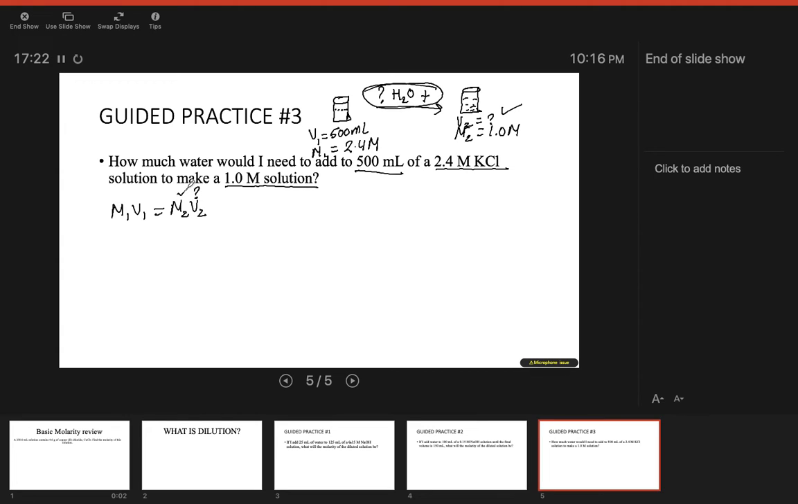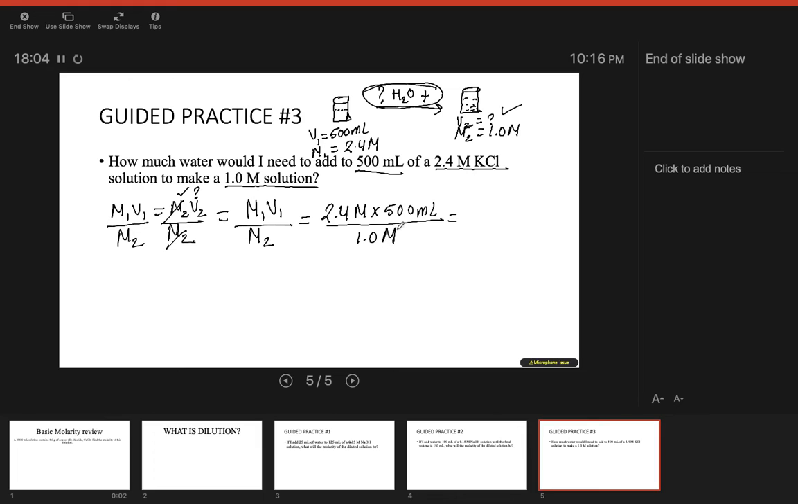That means I need to get rid of M2. Divide both sides by M2. Cross these out. V2 will equal M1V1 over M2. So M1 is 2.4 molarity times V1 is 500 milliliters, divided by 1.0 molarity.